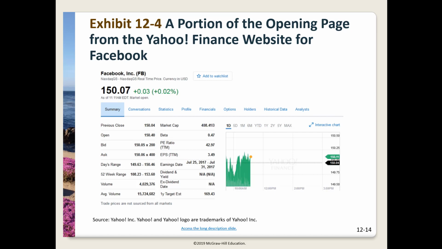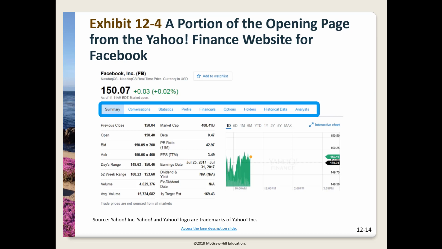Here you can see a full picture of the data available for a firm, in this case, Facebook. The current share price and the open bid and ask prices and quantities. The price range for the day and the 52-week range. The volume traded. The market cap in billions, the firm's beta, P/E ratio, and earnings per share. The latter labeled TTM, trailing 12 months. Dividend data is also shown.